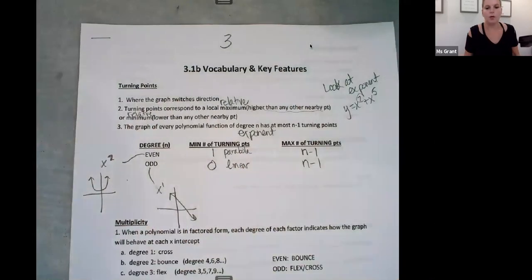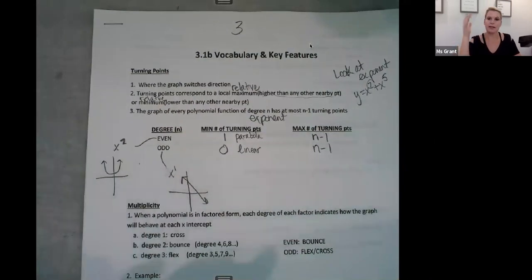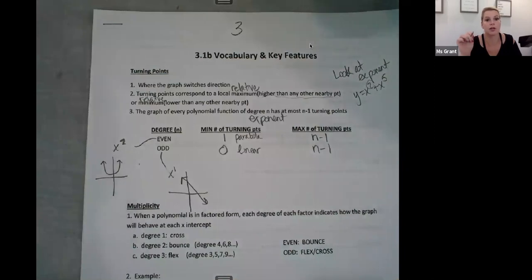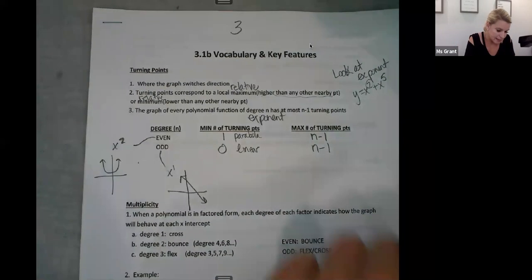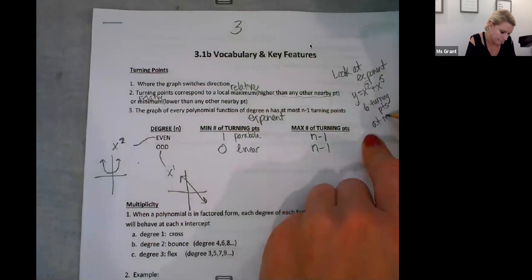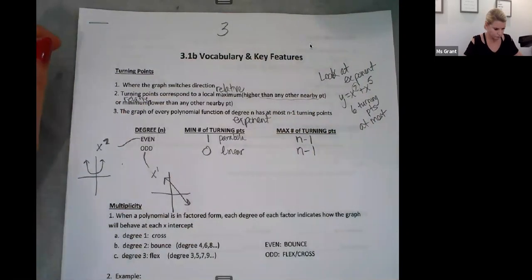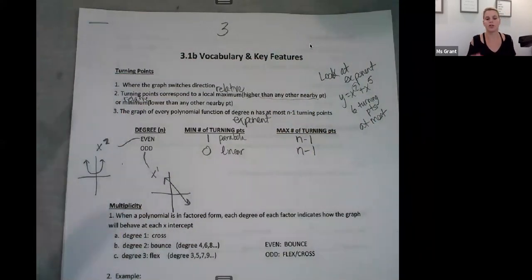Okay, so this turning points idea. If I look at the exponent, I can say, well, I know that it's going to turn at most 6 turning points for this one, right? Because it's to the 7th degree. But, you know, every degree is going to be different. So that's the turning points. Turning points is also where's the highest, the maximum, where's the lowest, the minimum.